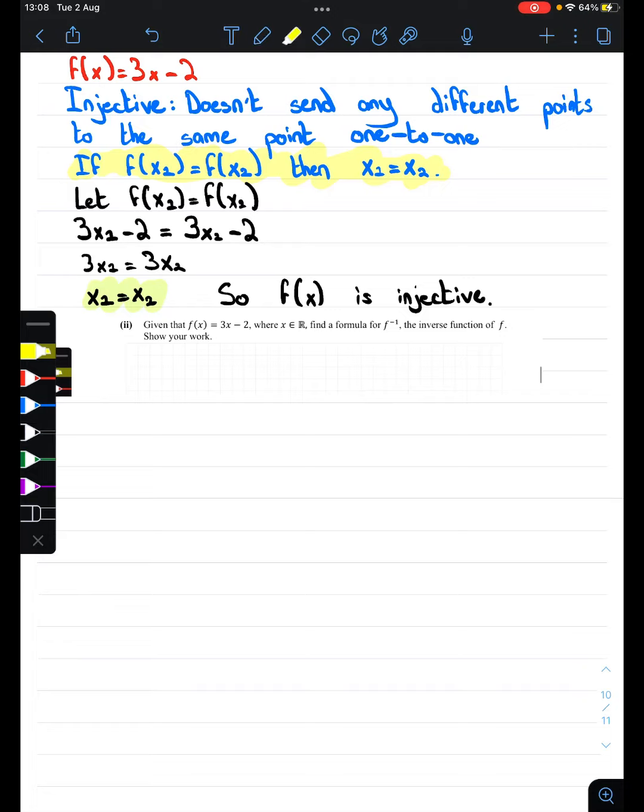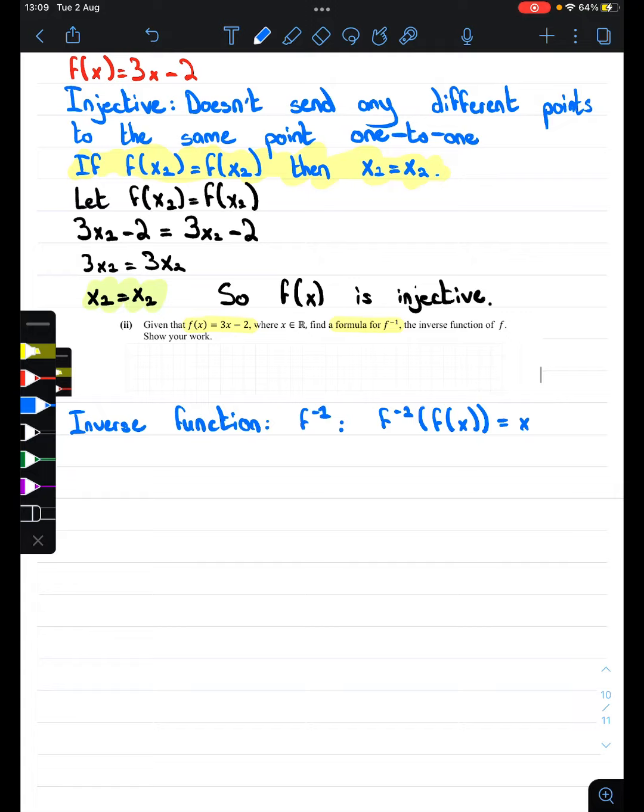Now on to part 2. Given that f of x equals 3x minus 2, find a formula for f inverse, the inverse function of f. Well, what is the inverse function? The inverse function would be a function which we call f inverse, such that if we did f inverse of f of x, then we just get x. So it's basically f but backwards.